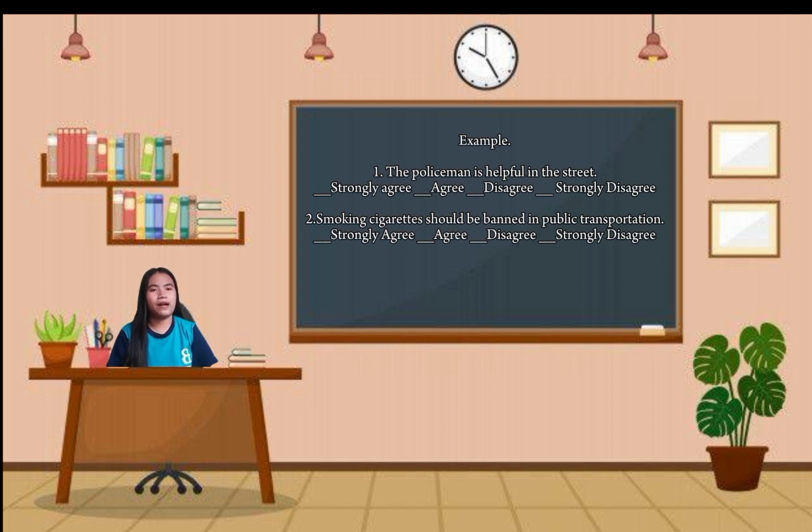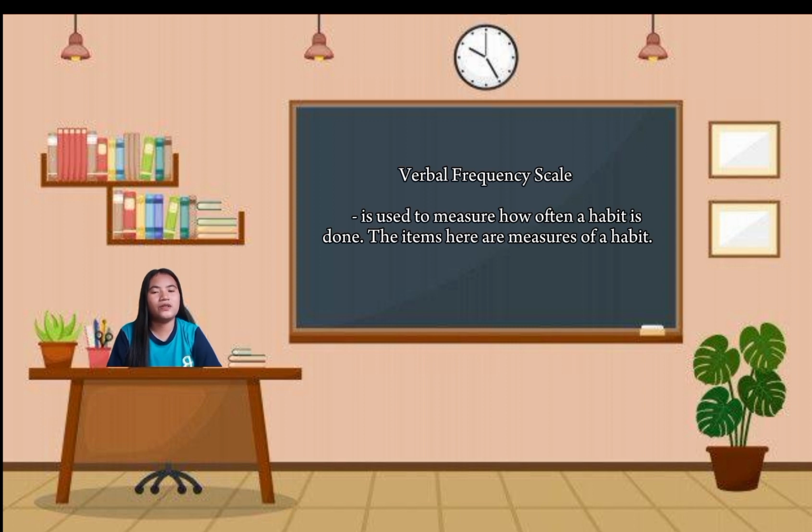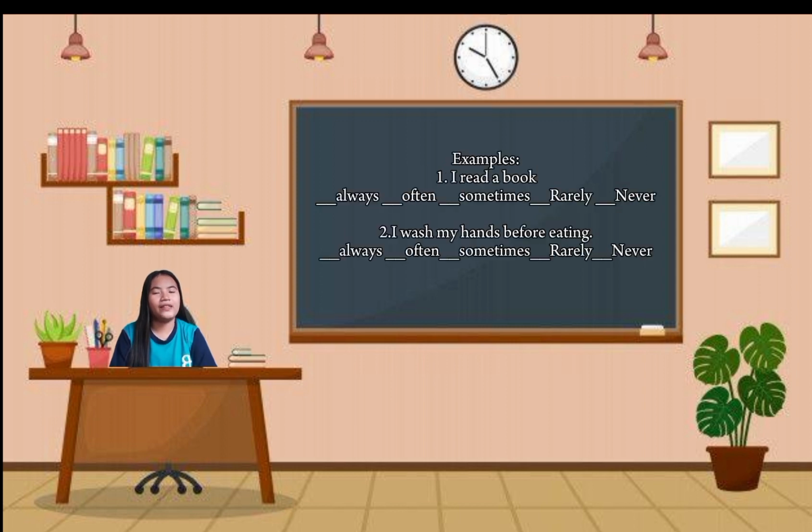Dumako naman tayo sa verbal frequency scale. So, this is used to measure how often a habit is done. The items here are measures of a habit. So, example, I read a book. So, ilalagay natin kung always ba natin ginagawa, often, sometimes, rarely, or never. Second example, I wash my hands before eating. So, ganun lang din, ilalagay natin kung always, often, sometimes, rarely, or never nating ginagawa.